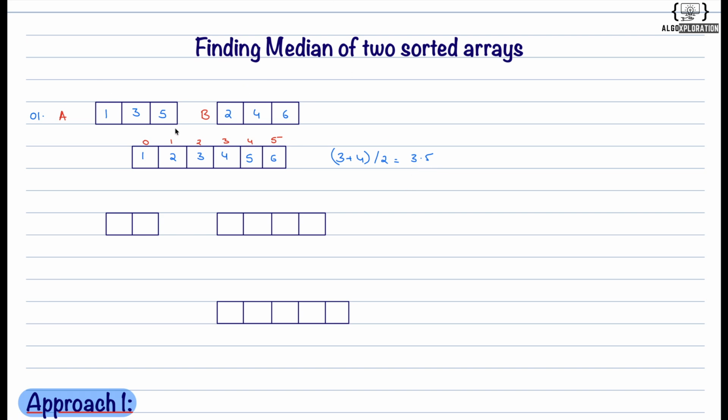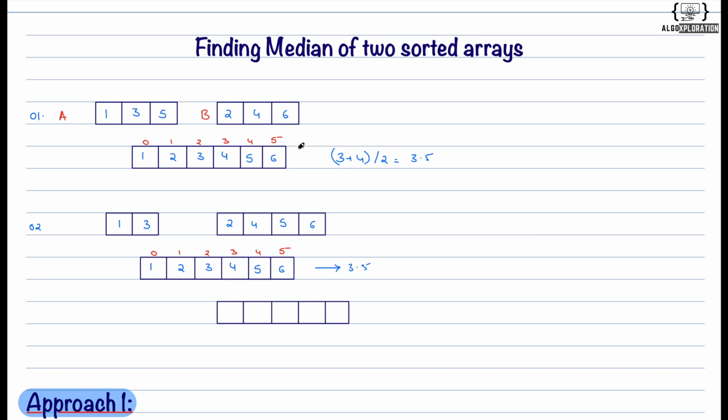Okay, let's take one more example in which the lengths of both the arrays are not equal. So let's say this is 1, 3. Now again, if we convert these two arrays into a single sorted array, it will look like this: 1, 2, 3, 4, 5, 6. Here we can see that the length of the array is turning out to be even. So we need to consider the two middle elements and find the mid. So again the answer is turning out to be 3.5.